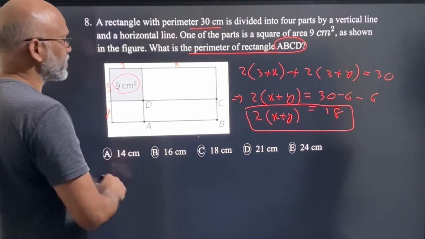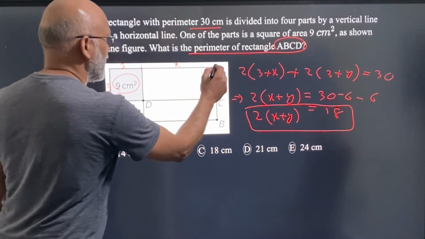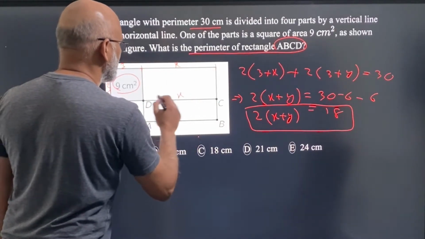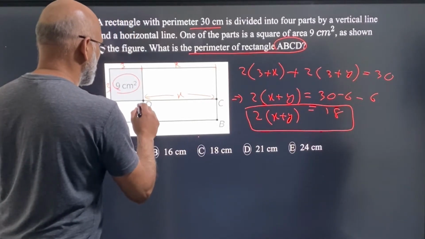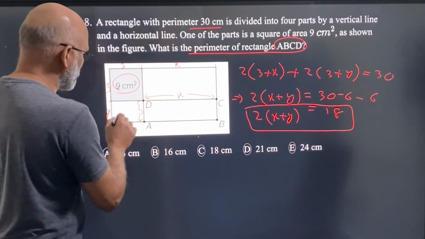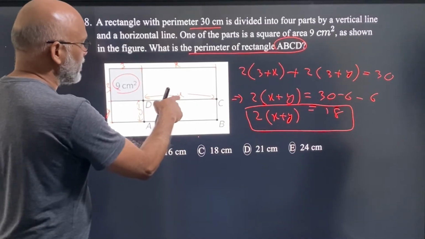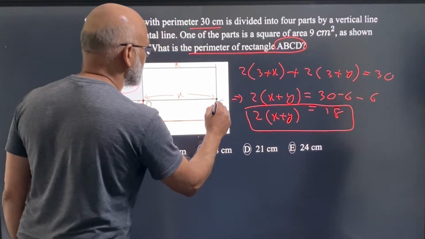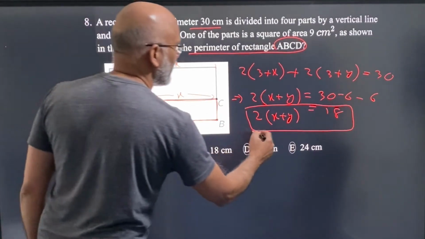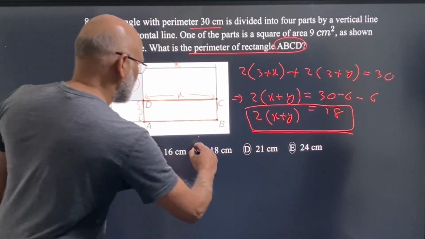So what is 2 times x plus y? If this is x, this is also x, right? Rectangle. If this is y, this is y, right? So 2 times x plus 2 times y is nothing but this perimeter, right? We already found that out. 18. Then C is the correct choice.